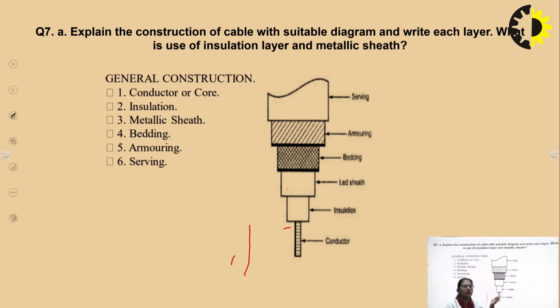It can be steel braid armoring, it can be steel wire armoring, or other alloys of steel can also be used for steel armoring, to provide better mechanical support to the cable. Then the final serving is generally provided with rubber or with PVC. So this is the general construction.